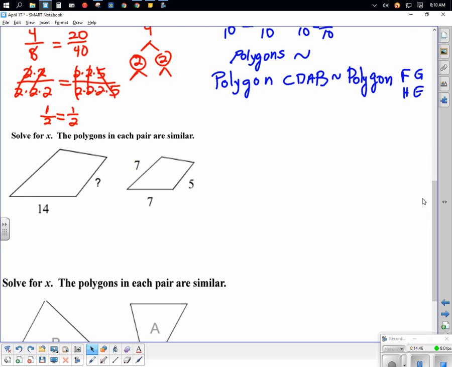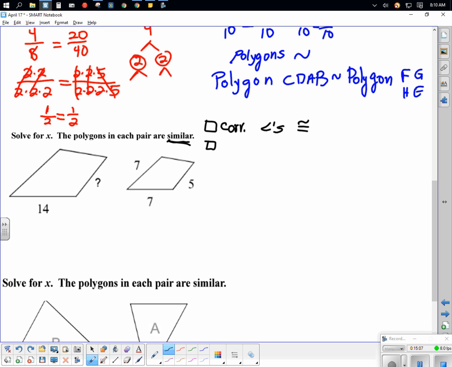Solve for x. The polygons in each pair are similar. Okay. Now, similar. They told me they're similar. So I know two things. I know the corresponding angles, and I'm going to abbreviate, corresponding angles will be congruent.